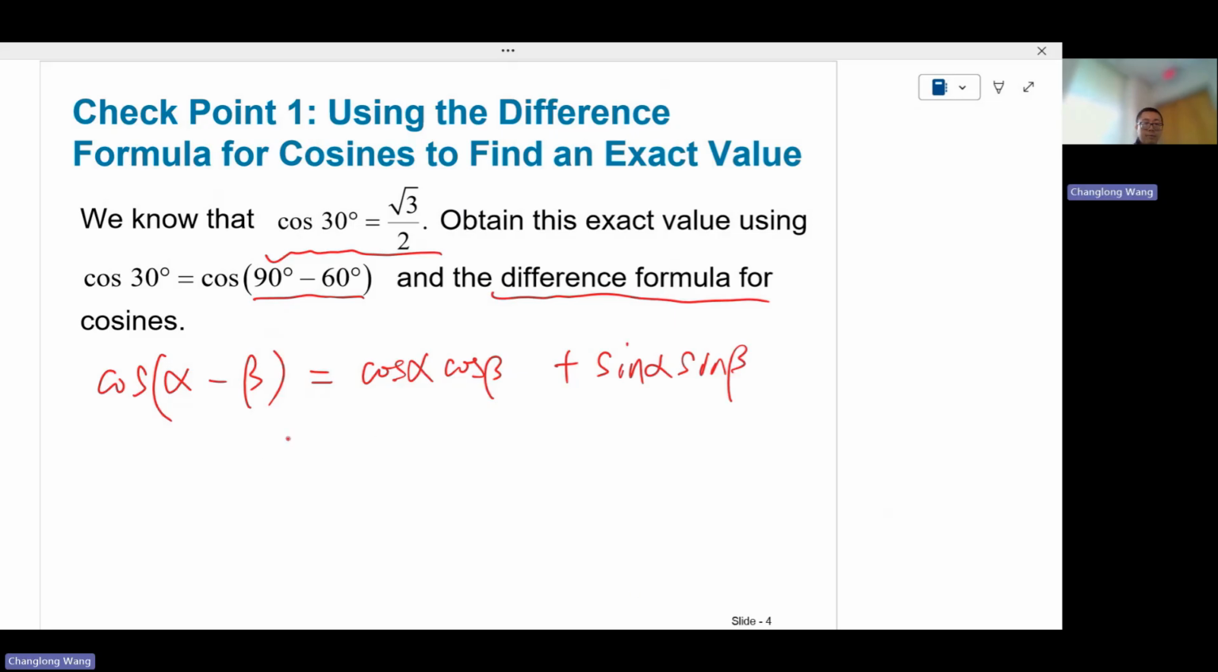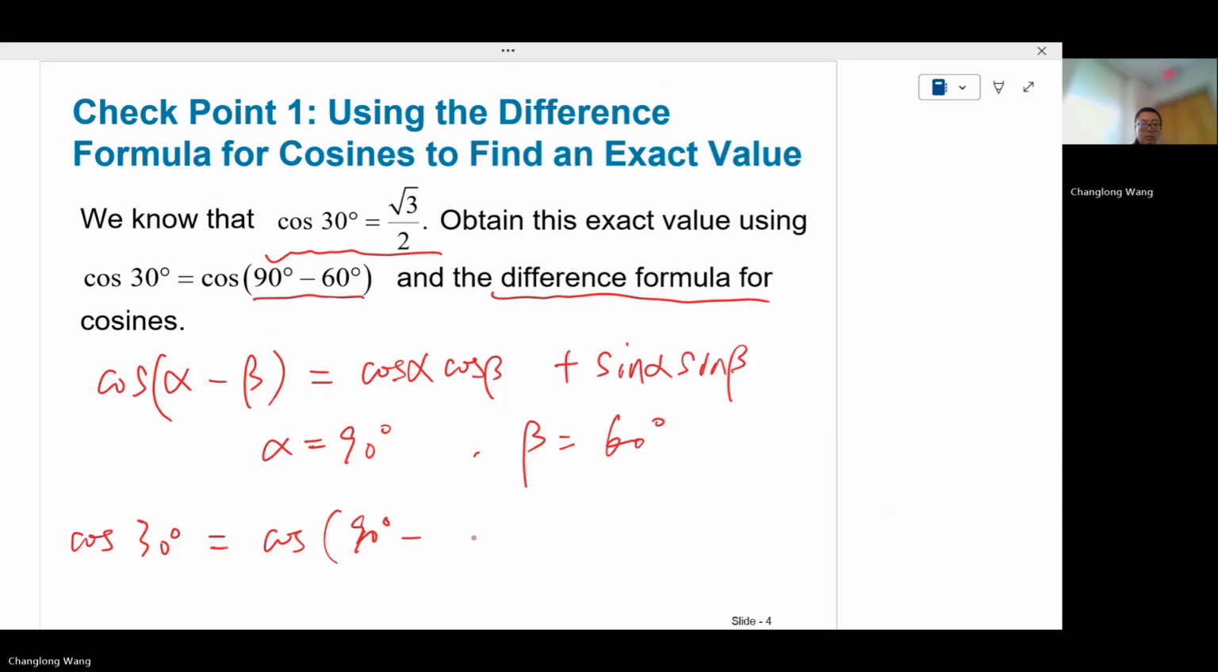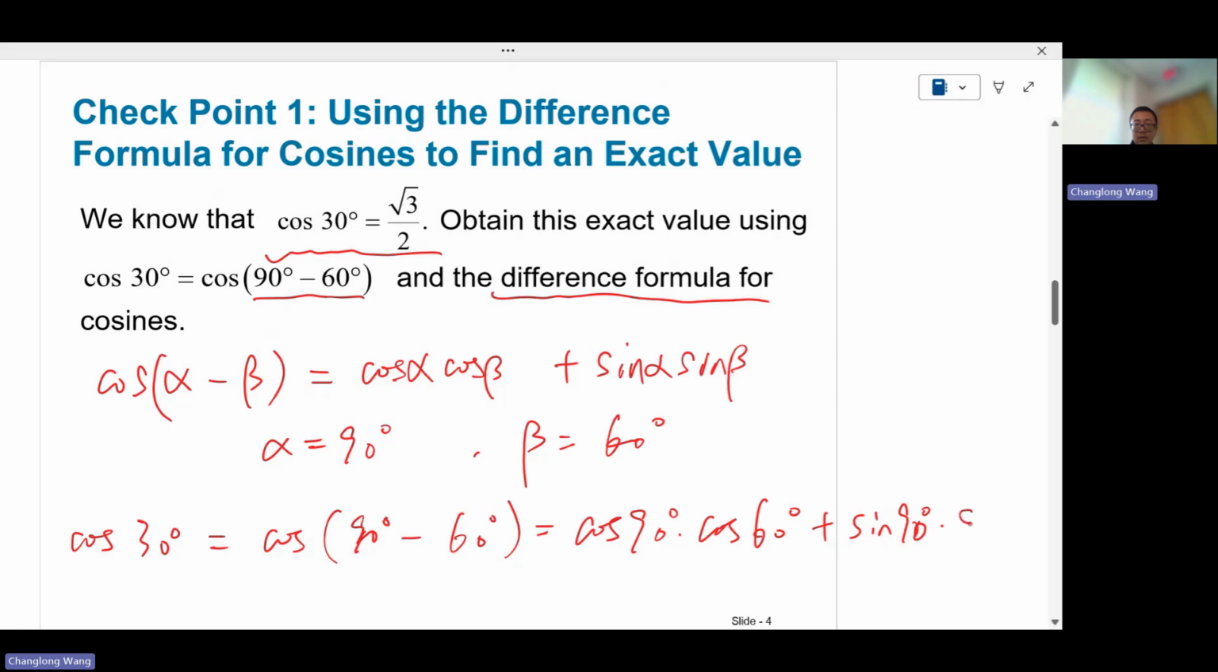Okay, so here we have alpha to be taken as 90. Beta is 60. Therefore, if you insist that you're going to write cosine 30 as cosine of 90 minus 60, you could expand it by writing cosine 90 degrees times cosine 60 degrees, plus sine 90 times sine 60.